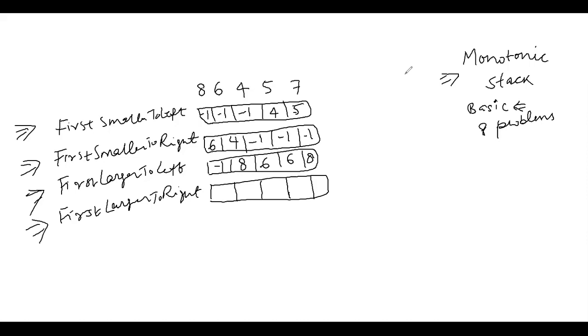And here, first larger towards right. So for 8, 8 is the biggest number, so I know that -1. For 6, I think it could be 7 towards right. For 4, the first larger is 5. For 5, it should be 7. And for 7, there is nothing towards its right, so it's -1.